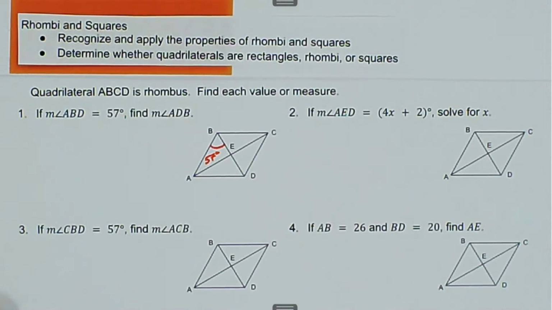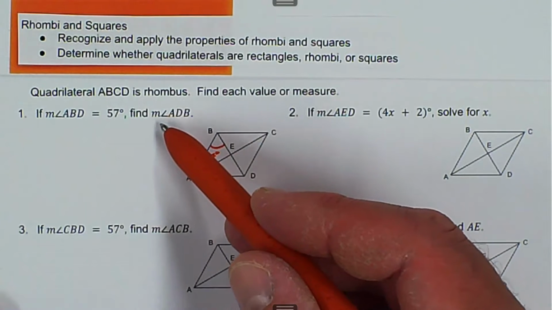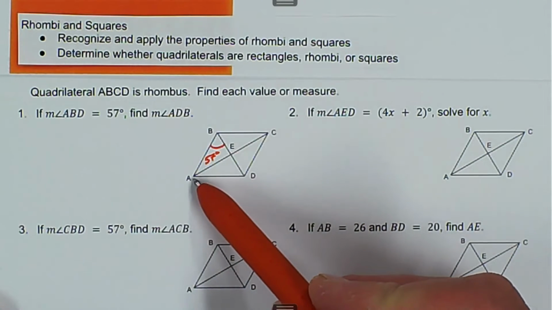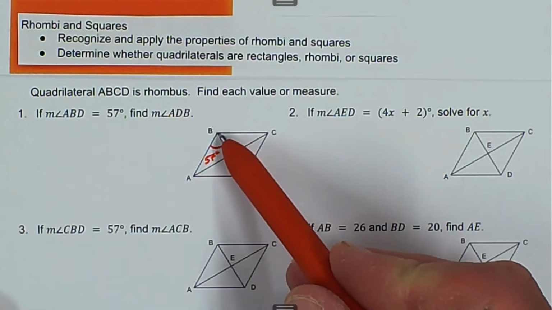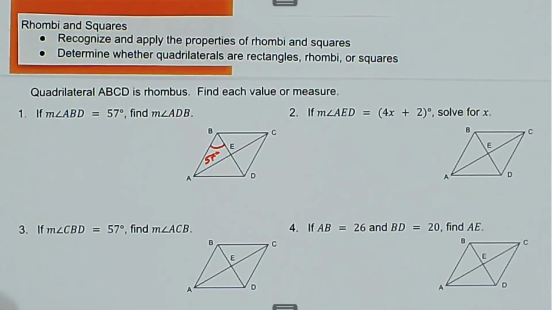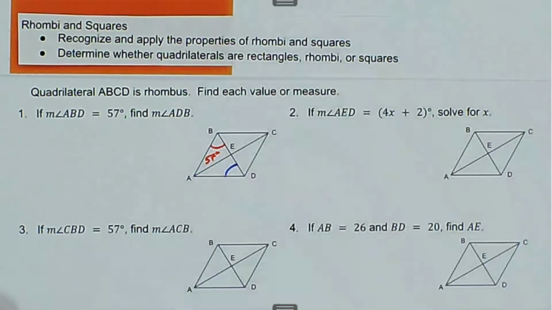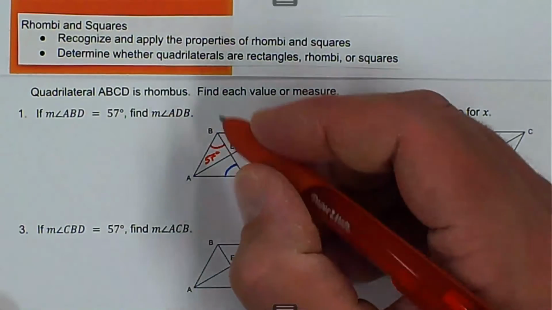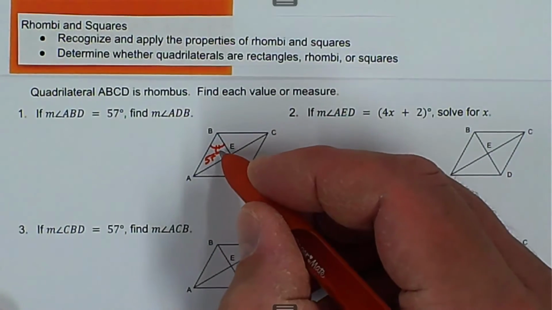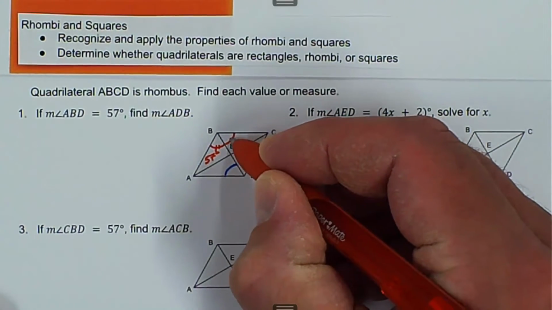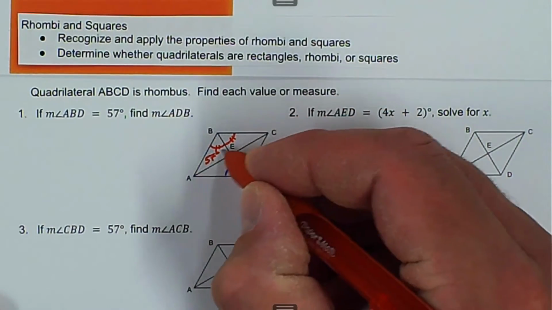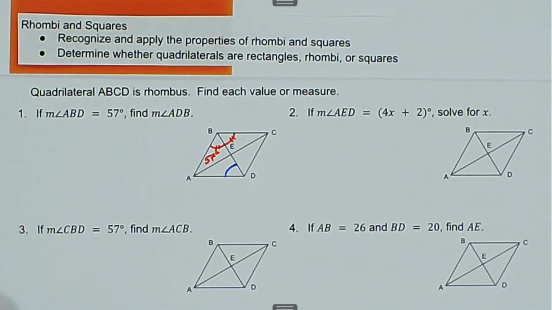And then it wants us to find the measure of ADB. So find the measure of ADB. So we want to find this measurement right here. Well, one of the properties of a rhombus is that diagonals bisect the angle. So that means that this angle right here is congruent to this angle right here. So those are both a measurement of 57 degrees.